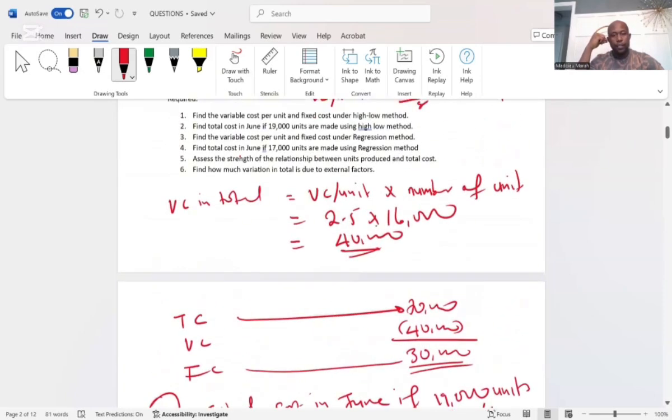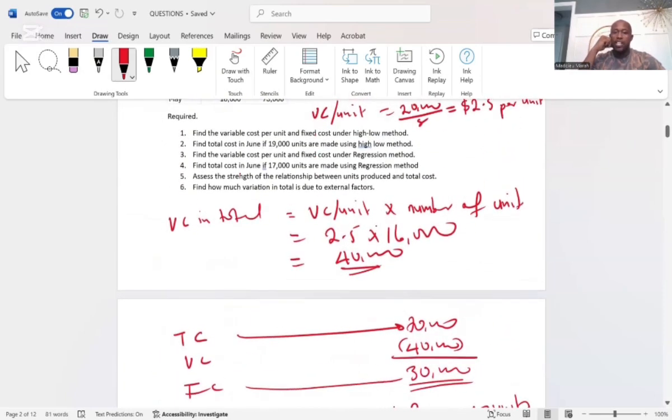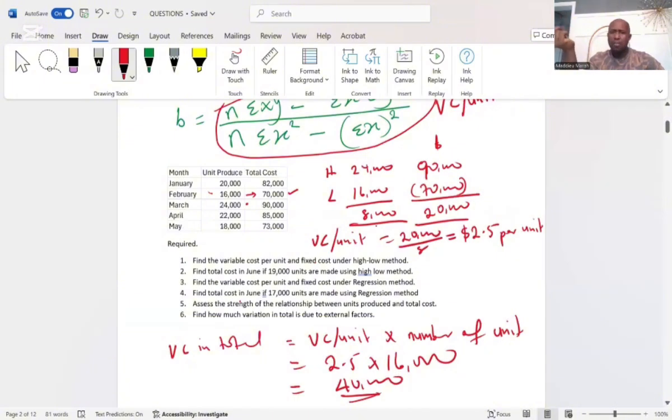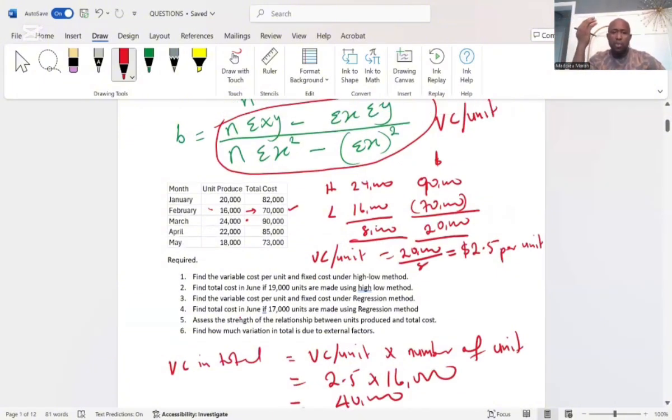Okay. Question 3. Find the variable cost per unit and fixed cost under regression. Now, remember, I told you regression is a forecasting technique developed as an alternative to the high-low method. Look what happened. In our high-low method, we only use 24,000 and 16,000 in all of this data to calculate our fixed and variable cost. With regression, we say no, let's use all the information.